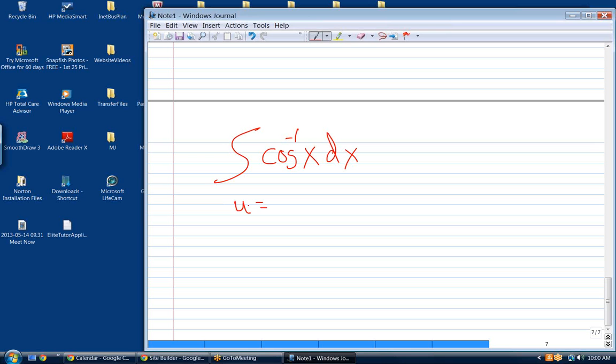So what should we let u equal? Inverse cosine. Yeah, that's near the top of the list. It's right below L. And we know how to differentiate that. So dv is what? dx. So what's du?